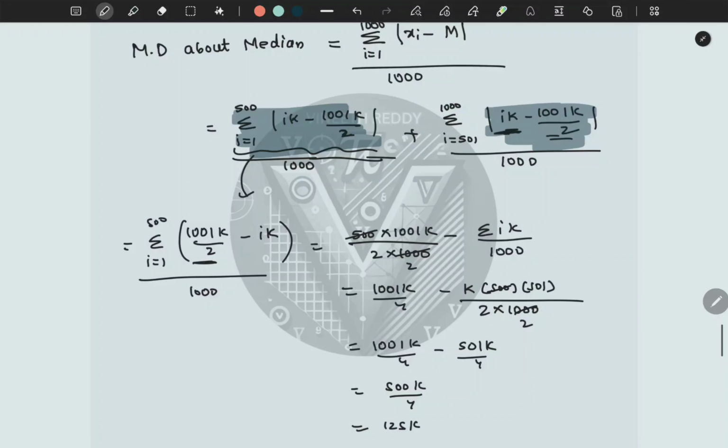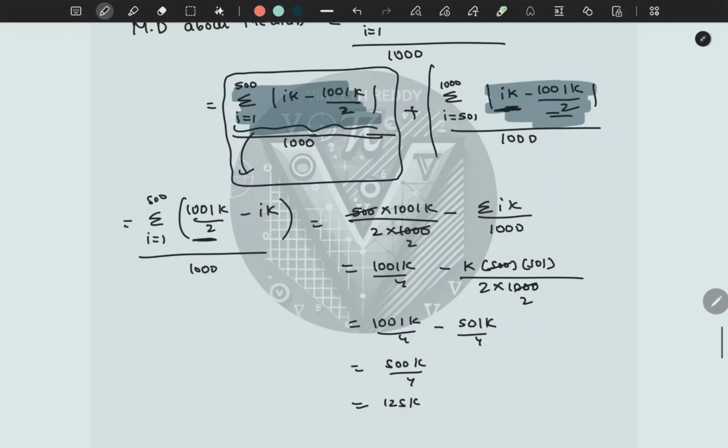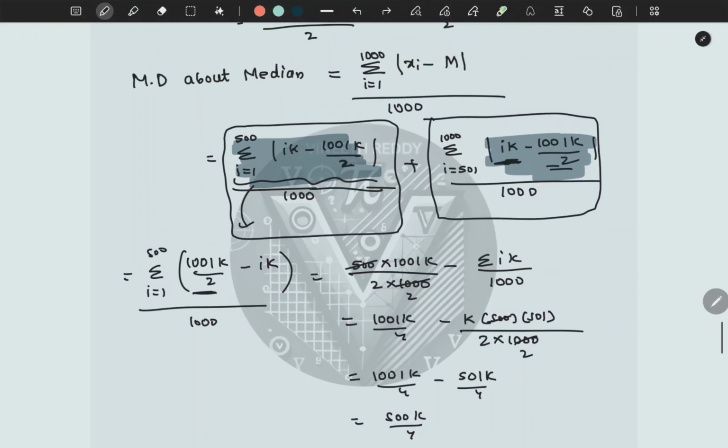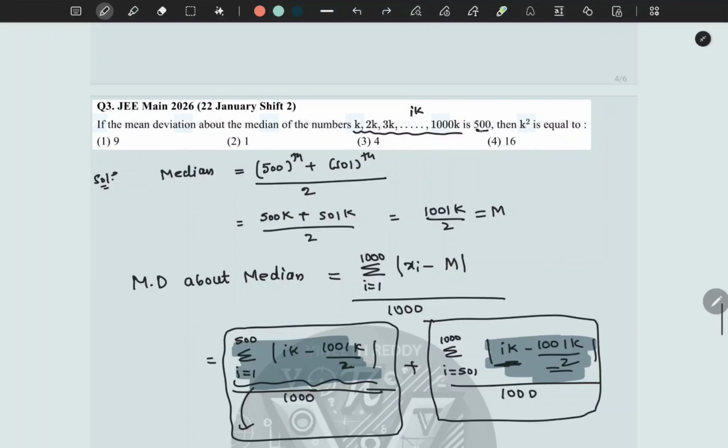See, this entire value is 125k. So what will this value be? This will also be 125k. That means the mean deviation about median is 500, he has given, so he's asking us to find the value of k square. Okay, this you keep it in a box. This is just the value of this data set. So we get 500, that is the mean deviation about median, that should be equal to 125k plus 125k.